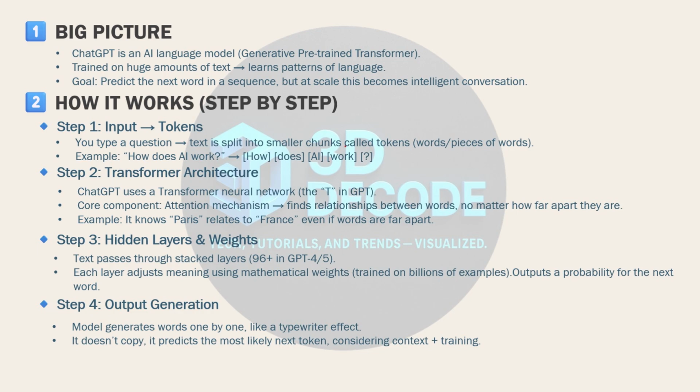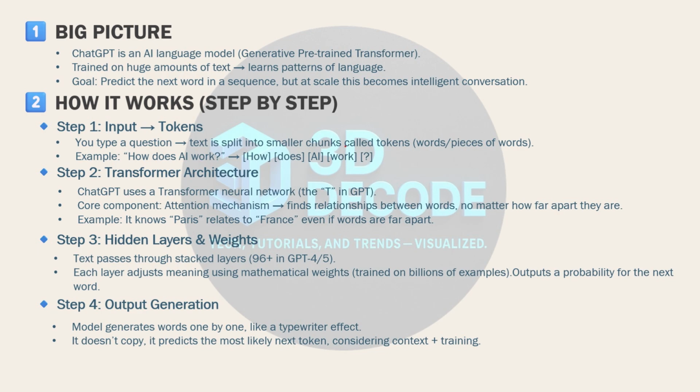Step 2. Transformer architecture. ChatGPT uses a transformer neural network. That's the T in GPT. Its core is the attention mechanism, which finds relationships between words no matter how far apart they are. For example, it knows that Paris relates to France, even if they're not next to each other.